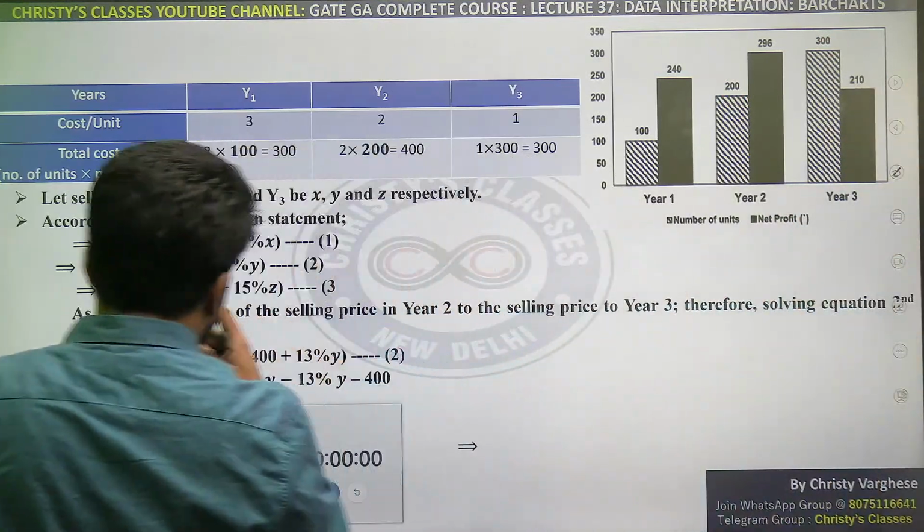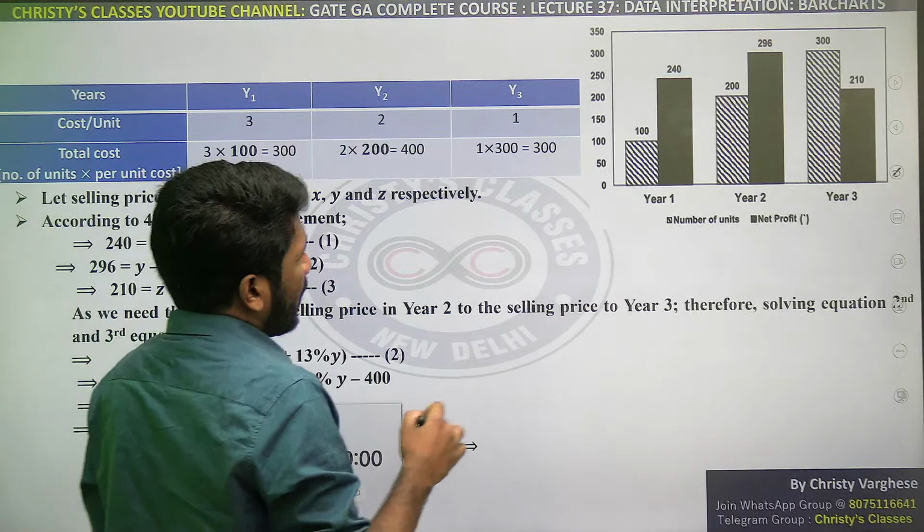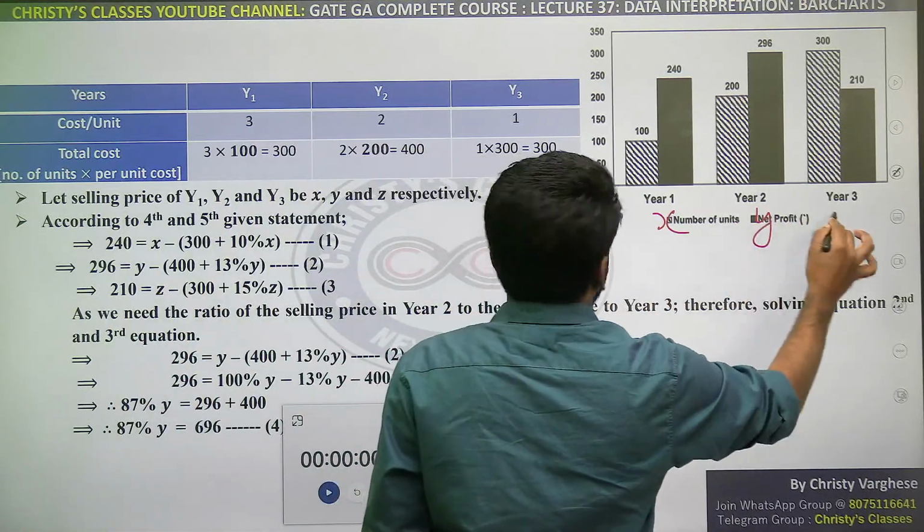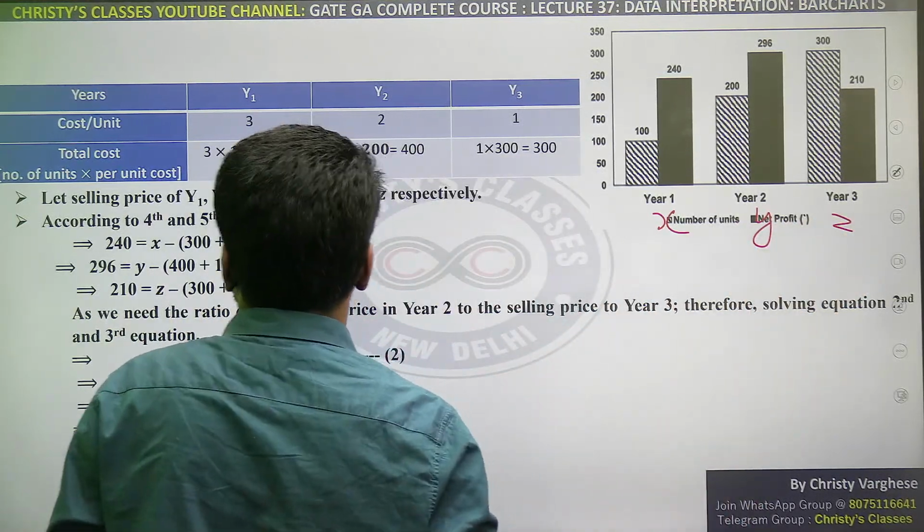Look at this. So selling price of year 1, year 2, year 3, I will call it X, Y and Z.